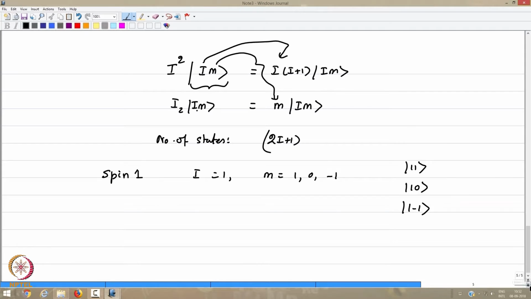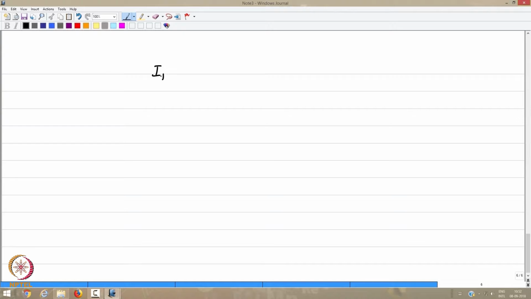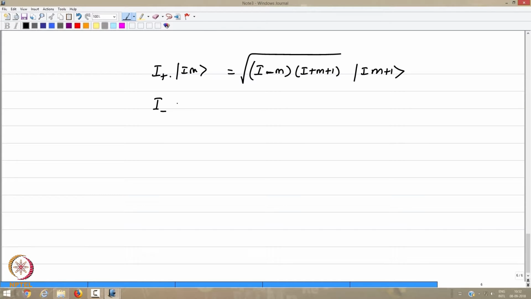Now, what about the I plus on Im? This can be obtained in general, and I am going to give you the relation, namely it is the square root of I minus m into I plus m plus 1 times I, m plus 1. And likewise, I minus on Im is the square root of I plus m and I minus m plus 1 times I, m minus 1.